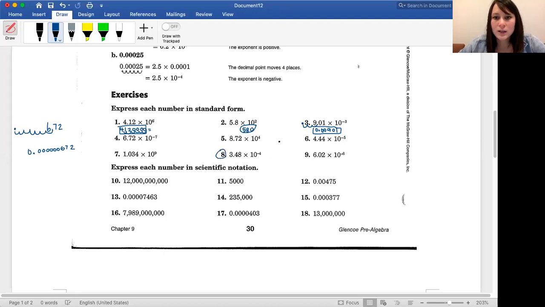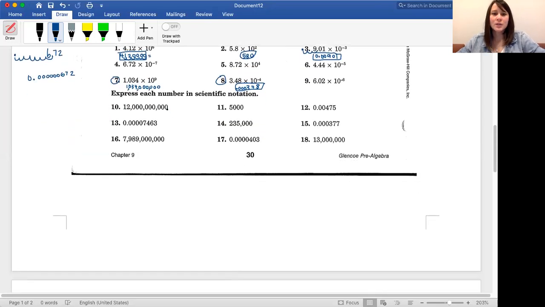Okay, so let's do 2 more. Let's do 8 and 7. Do a positive and a negative exponent. So to the 9th power, so moving this 1, 2, 3, 4, 5, 6, 7, 8, 9. Put your commas, and that's your answer. Moving this 4 to the left, 1, 2, 3, 4, decimal, 0.000348.